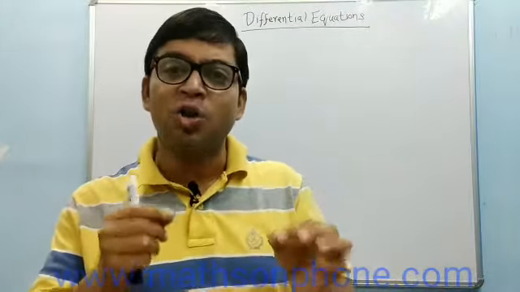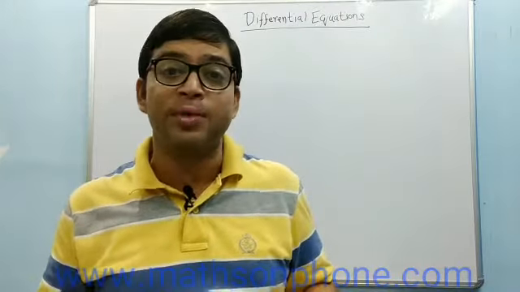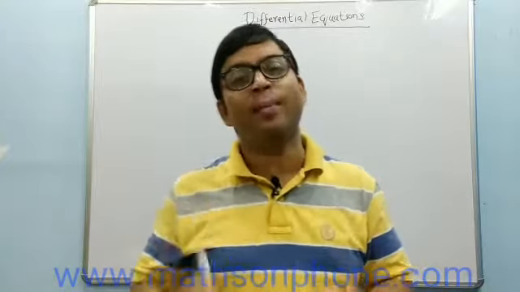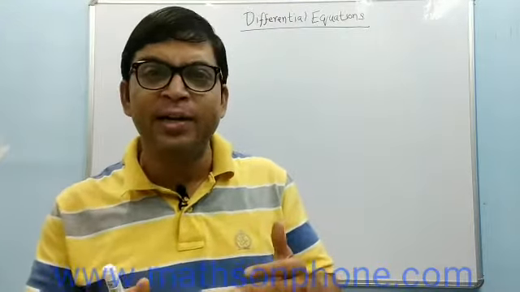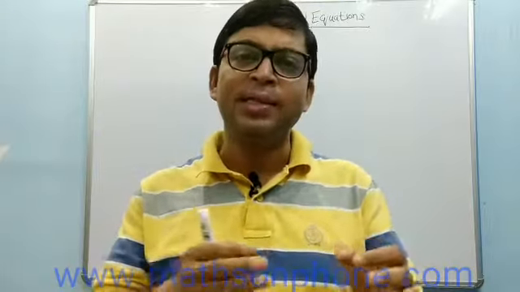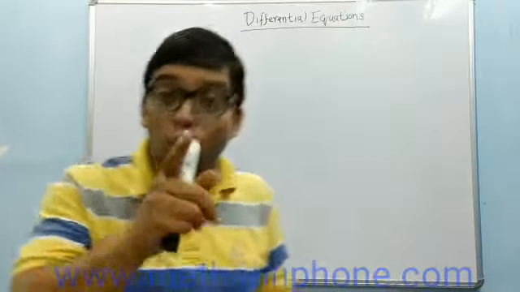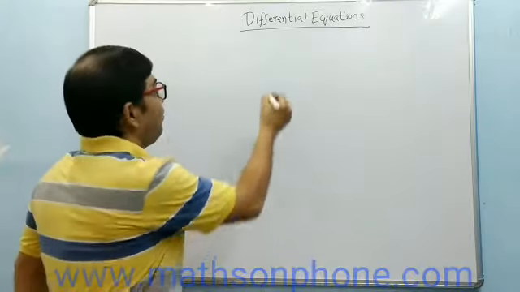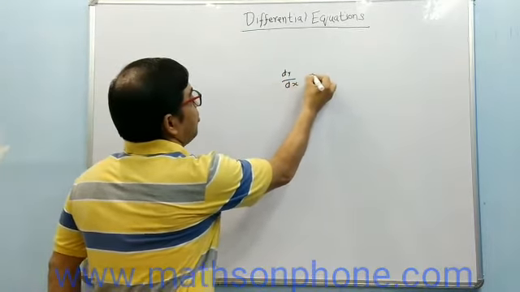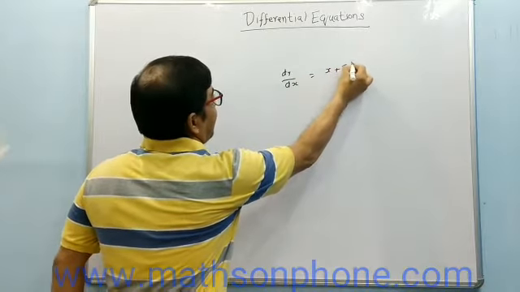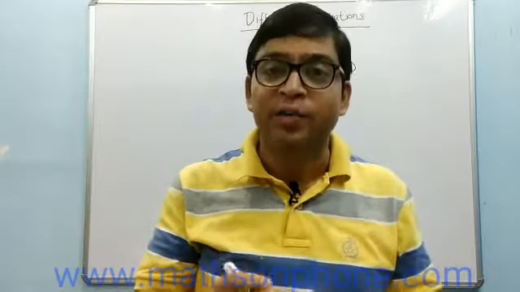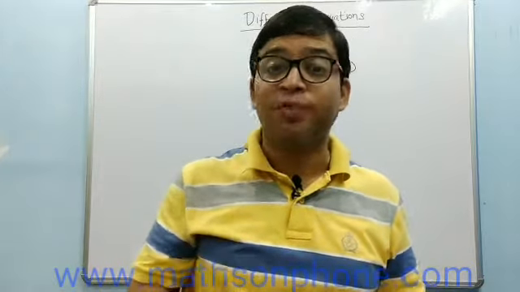Differential equation solving is of two broad categories. I just name them: easily solvable, you just name it variable separable. That means where the variables can easily be separated. What does this mean? See here. If it is dy by dx is equal to x plus 5, like that, we have to form an equation in the terms of x and y.